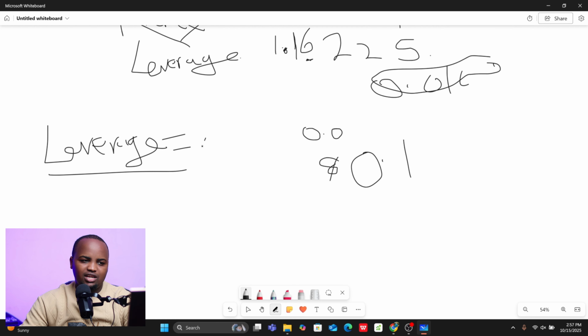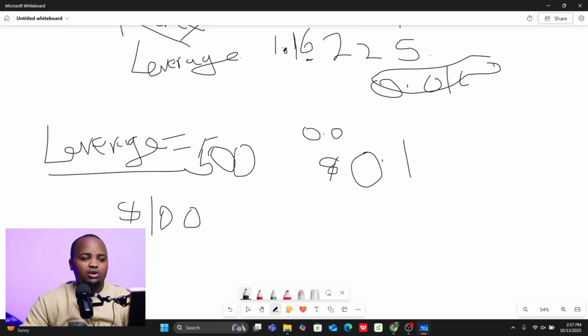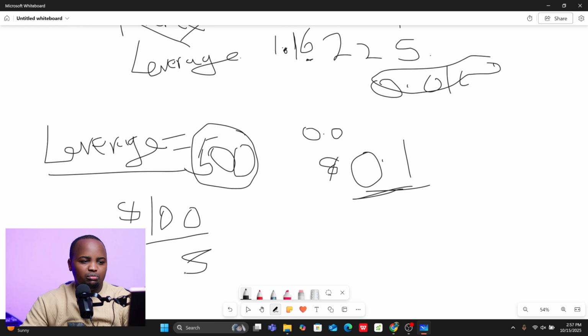Leverage can be even 400 or 500. Let's assume the broker is giving you a leverage of 500. That means that when you are trading with $100, the broker is going to increase your leverage so that this money can make sense. This money is going to be 500 times this, which is $50,000 that you are trading.